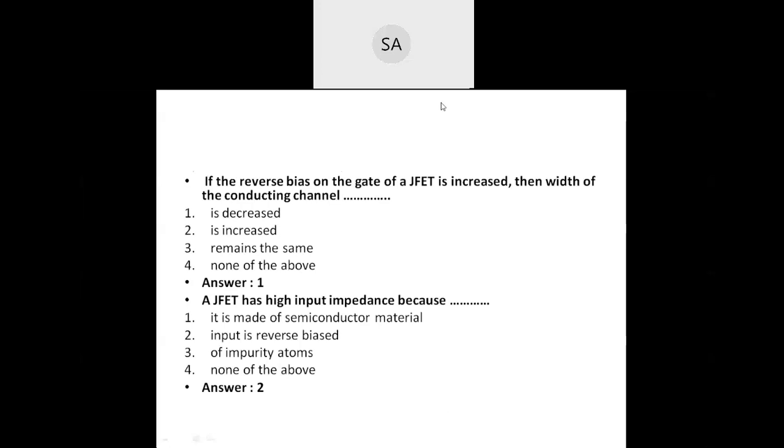If the reverse bias on the gate of a JFET is increased, then the width of the conducting channel: is it decrease, increase, remains the same, or none of the above? So the reverse bias potential is increased.